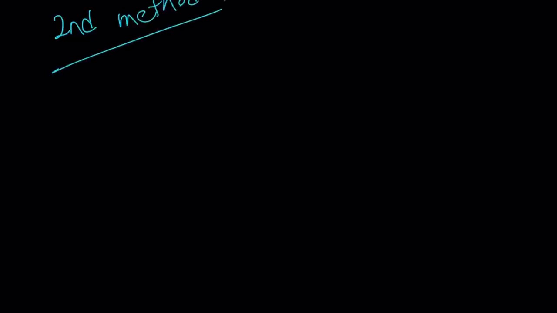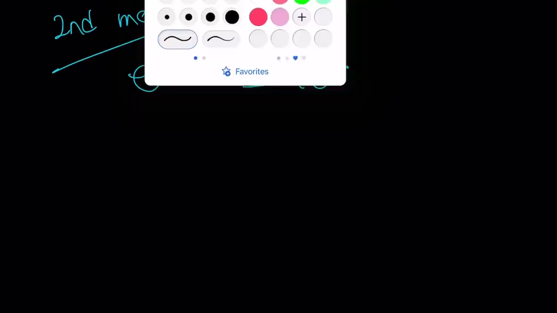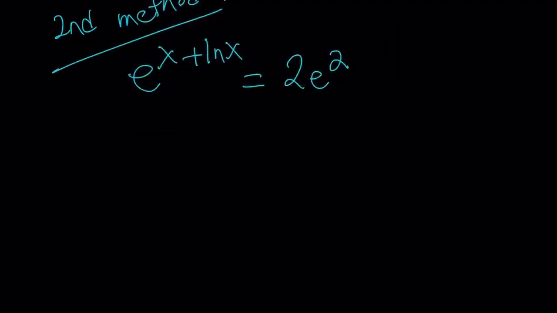For my second method, I'm going to start off with the original equation one more time. e to the power x plus ln x equals 2e squared. So basically what we found out was that x equals 2 satisfies. When you look at an equation like this, it's not directly clear that x equals 2 is going to work. So we're going to put it in a nicer form. And this is what I'm going to do. I have the two exponents being added.